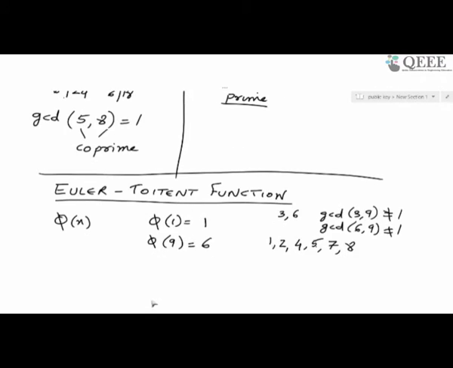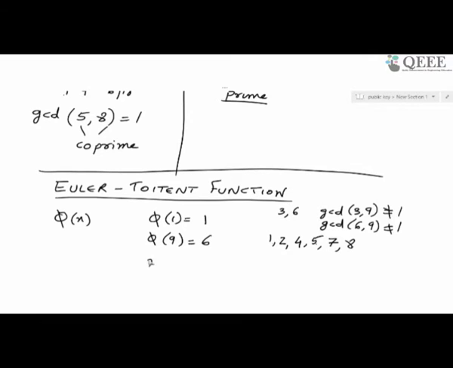Similarly, let's take another example, say phi of 26. If you count the numbers which are relatively prime to 26, you will get 1, 3, 5, 7, 9, 11 and so on till 25. In fact, you will get all the odd numbers except 13. So phi of 26 has a value of 12.